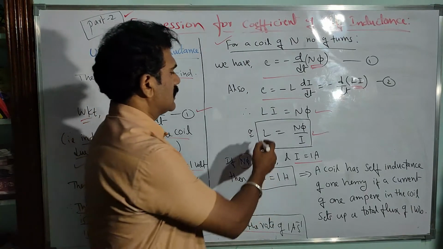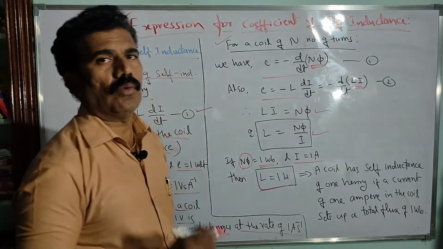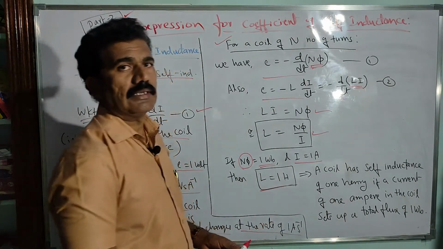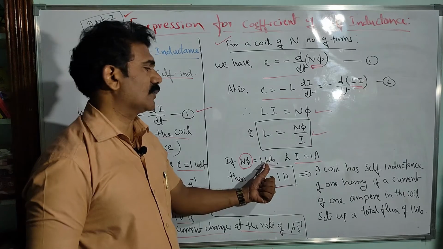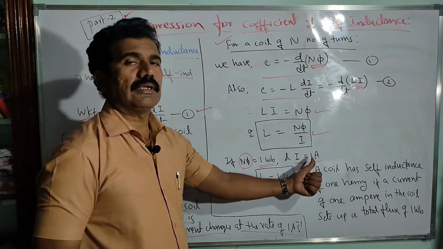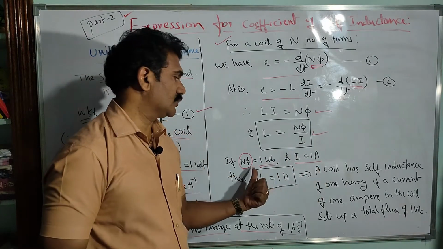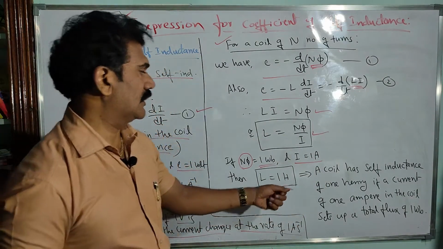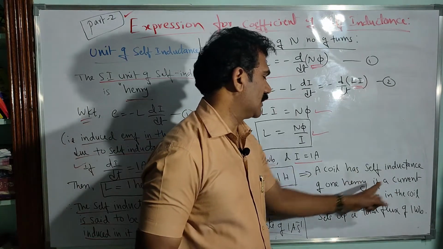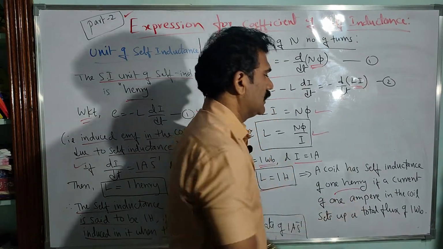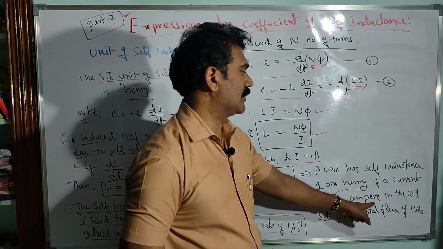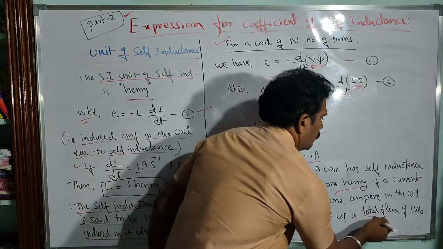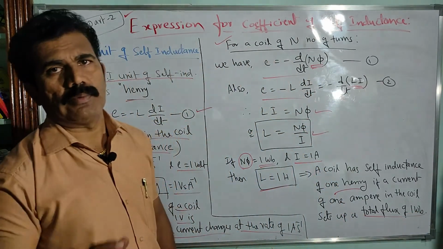Okay, then we can say the value of self-inductance is equal to again 1 Henry. That means we are expressing the self-inductance as 1 Henry by considering how much magnetic flux is produced in the coil, depending upon the current also. So we have to assume that both are unity to get 1 Henry self-inductance in the coil. So we can define it as: a coil has self-inductance of 1 Henry if a current of 1 ampere in the coil sets up a total flux of 1 Weber.